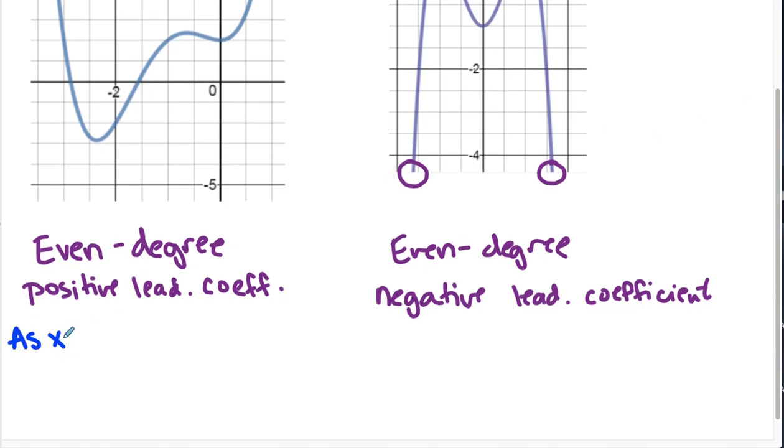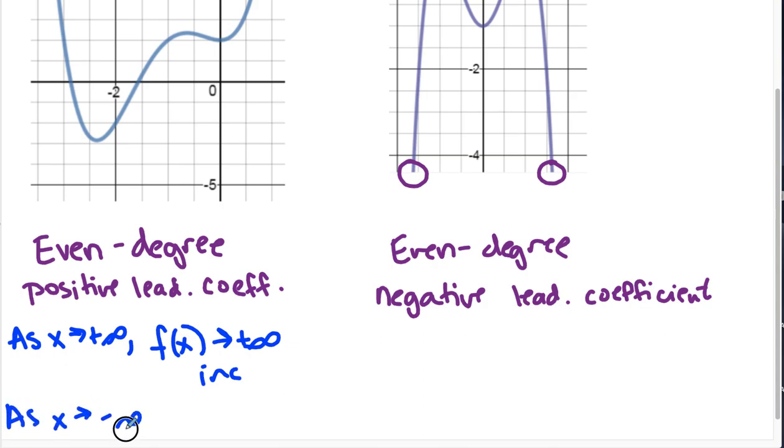So as x goes to positive infinity, you can also start with negative infinity as well, right? So as x approaches positive infinity, which means the right side, f of x is approaching positive infinity because it's increasing, okay? As x approaches negative infinity, which means the left side, f of x is also approaching positive infinity because it's also increasing on the left side.